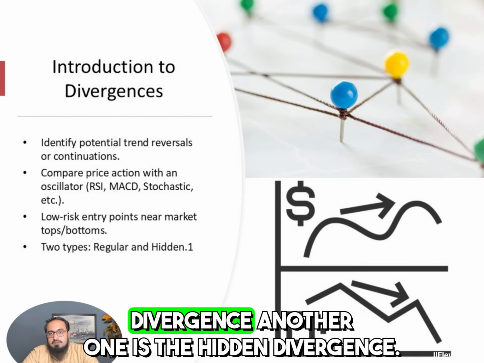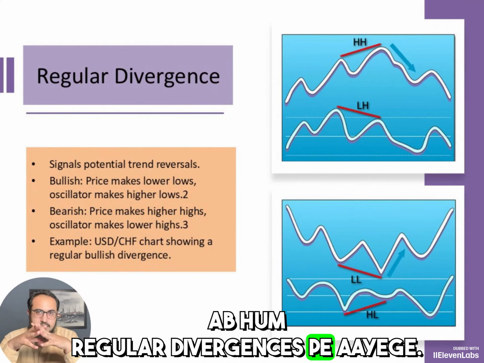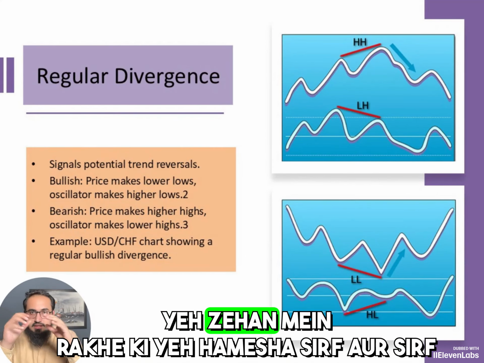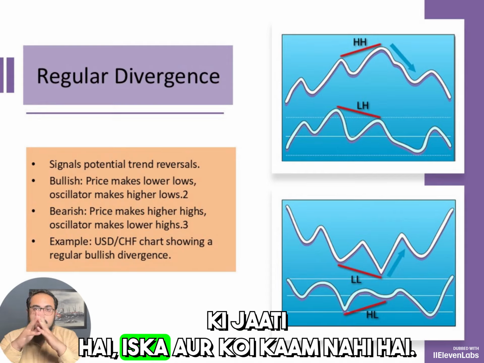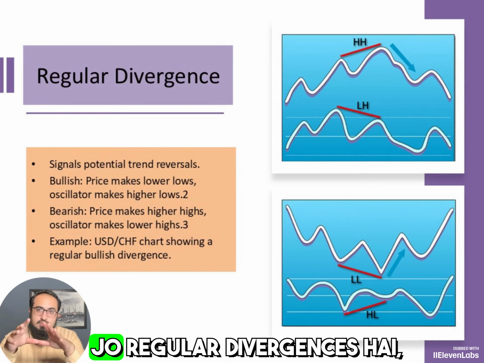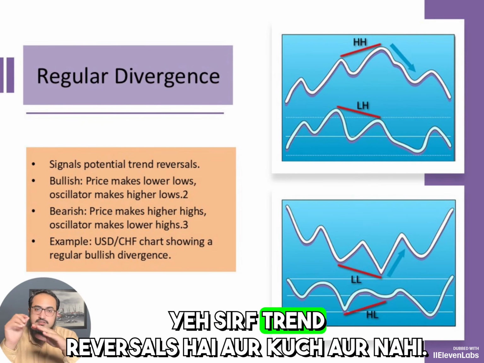Divergence is of two types. One, we have the regular divergence. The other one is called hidden divergence. Now we will come to regular divergence. Regular divergence, keep in mind, is always used only and only to identify trend reversal. It has no other use. Regular divergence indicates nothing else to a trader.